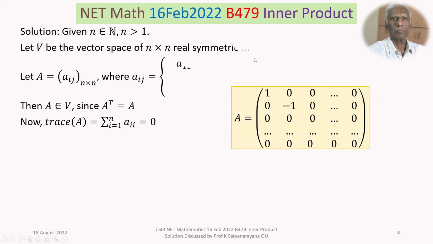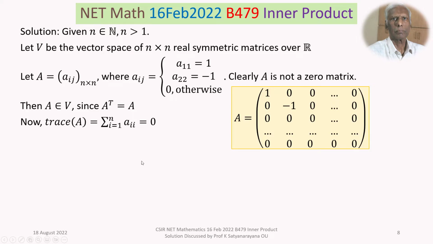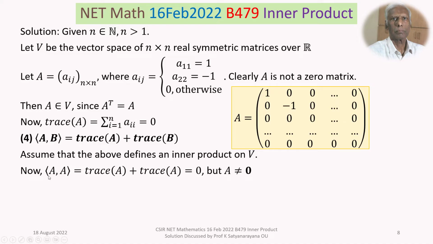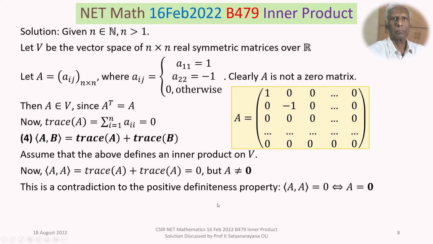We take the same example, and we take option 4. Bracket of A comma B is equal to trace of A plus trace of B. Assume that this defines an inner product. We take the bracket A comma A is equal to trace of A plus trace of A. In the place of B we have A. 0 plus 0 is 0, but A is not a 0 matrix. So this contradicts the positive definiteness property of the inner product. Therefore, option 4 is not an inner product on V.